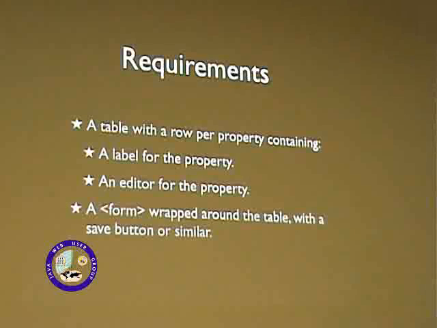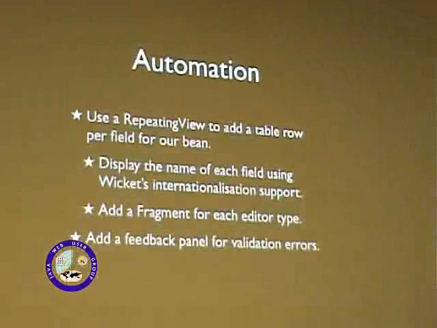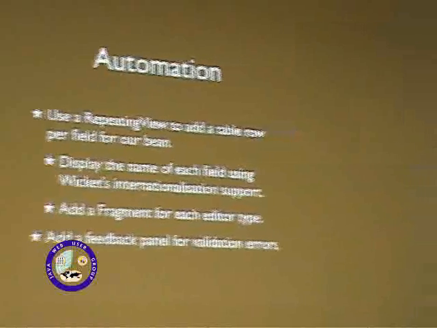So how can we automate that? Well, Wicket gives you these things called repeaters. Repeating view, which is the most simple one, and that lets you take what you see here, let's say a div with Wicket ID in it.